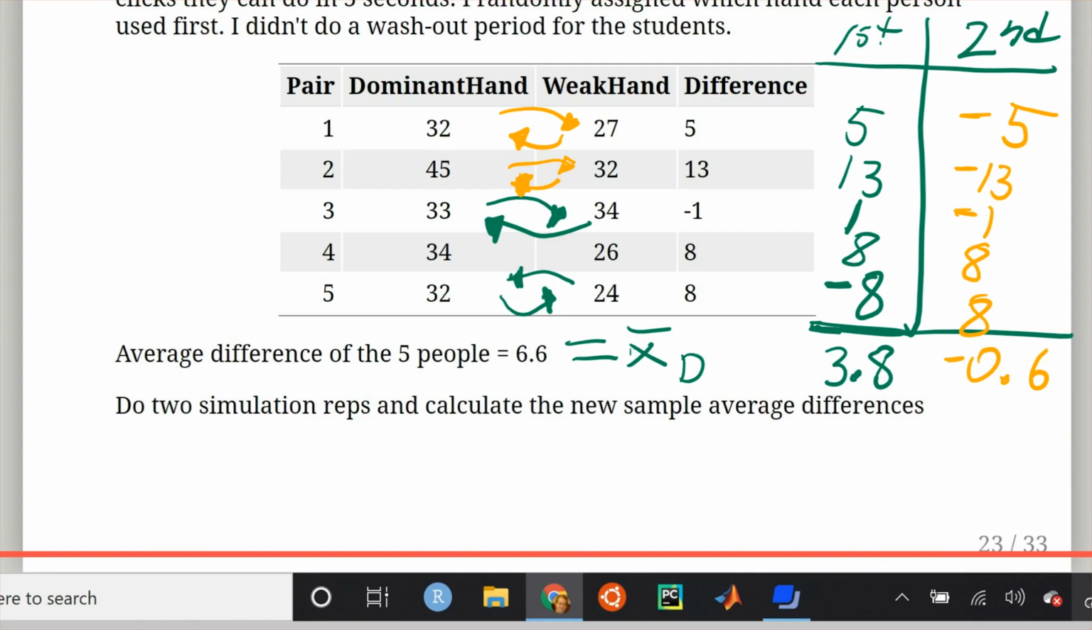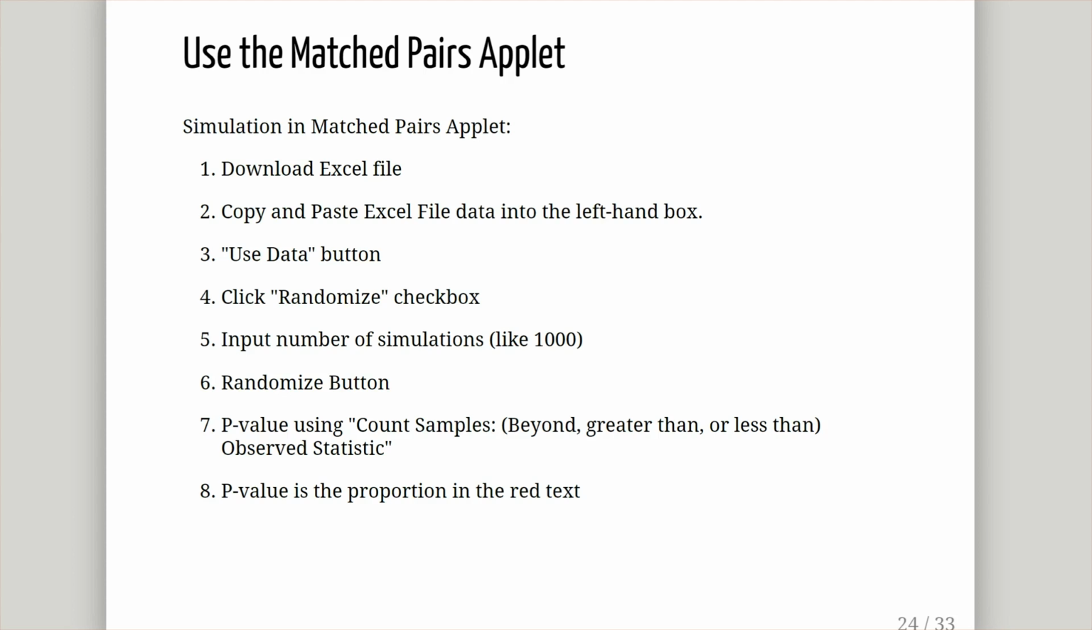So if you want to do simulations with a computer, I would highly recommend that. You can use the Match Pairs applet. I gave you steps to walk you through how to use that applet on your own. I'll show you how to do it myself, so that you'll be more familiar with how it goes. I'll do it using an example. On Canvas, there is a file that you'll open up in Excel, and you'll copy and paste that file into the applet.